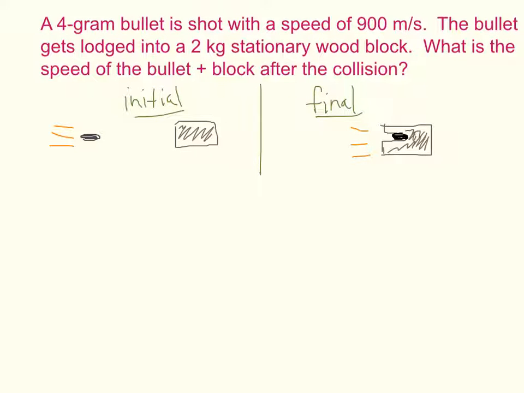A 4-gram bullet is shot with a speed of 900 meters per second. The bullet gets lodged into a 2-kilogram stationary wood block. What is the speed of the bullet plus block after the collision?